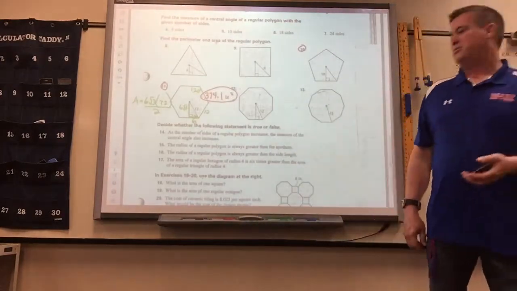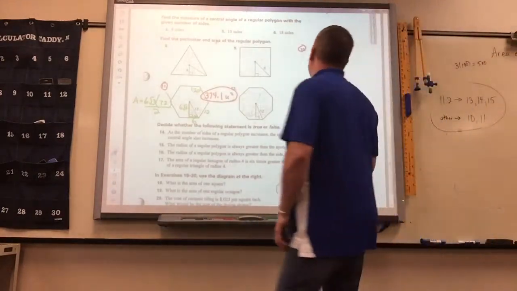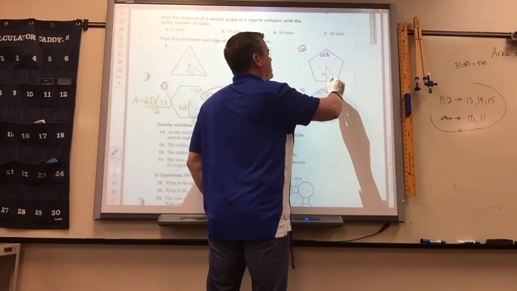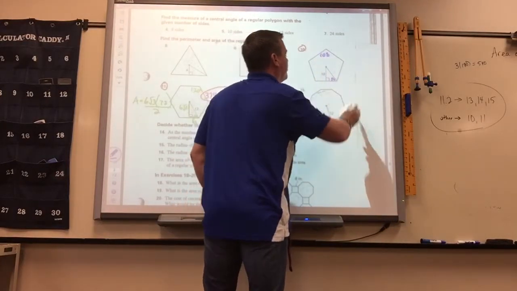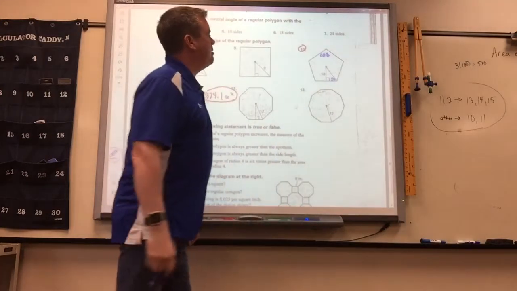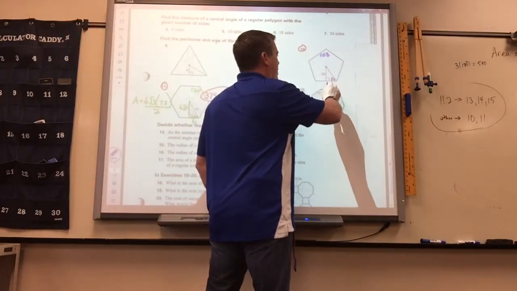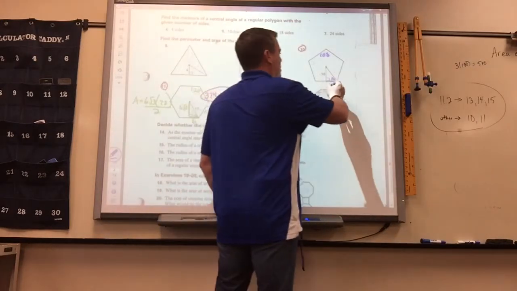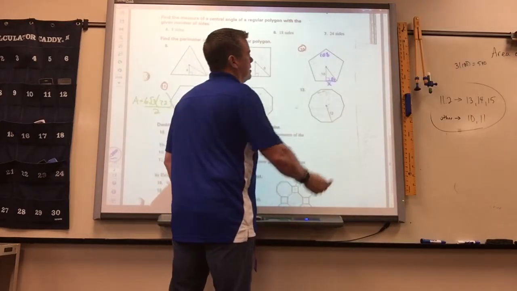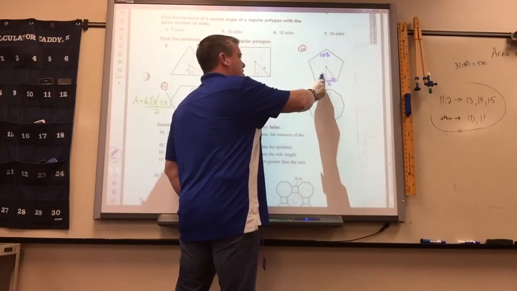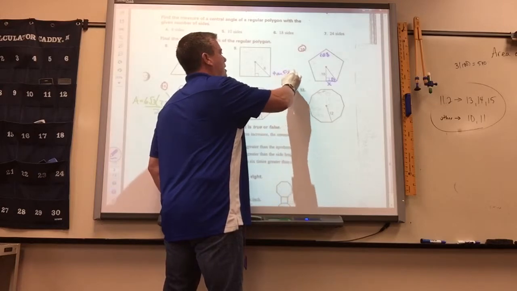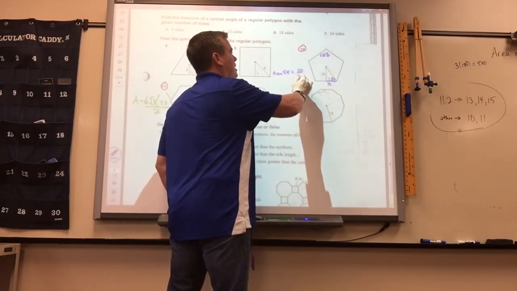Okay, 10 is the tougher one. On a pentagon, every angle is 108, which means this is going to be 54. So they do give us the apothem, but we need to figure this out in order to find the perimeter. So that's our x. So we got to use tangent because 10 is opposite and x is adjacent. So tangent of 54 equals opposite over adjacent.